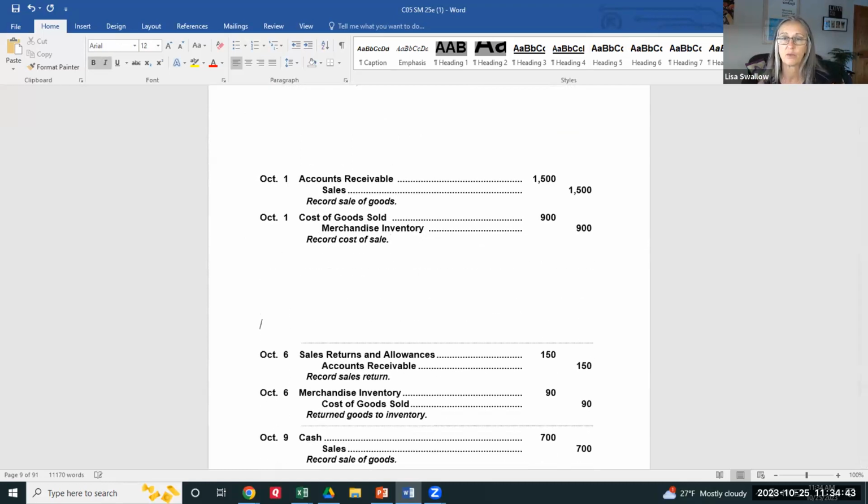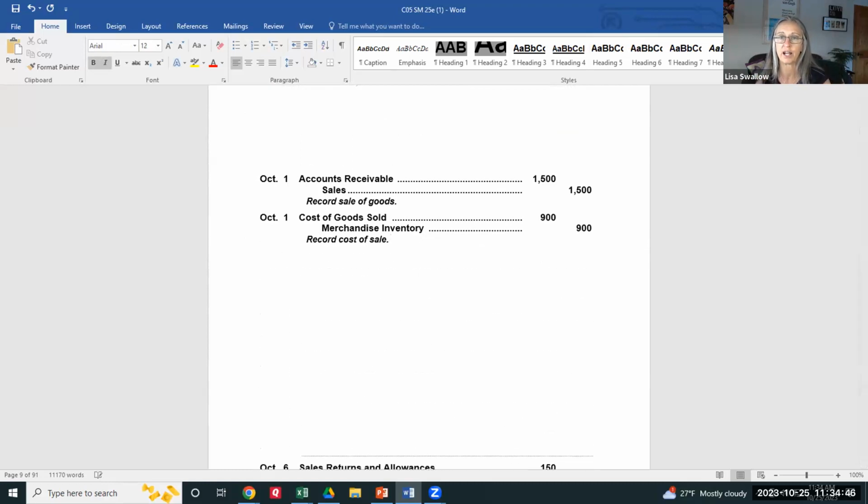We know, of course, that we've got to make 2 journal entries whenever we make a sale. Nothing fancy here. Debit AR, credit sales. And again, if you haven't done these, turn off the tape, make the journal entries, and then come back and check in. On the 6th, the customer in the October 1st sale returned $150 of merchandise for full credit. Okay, and the merchandise had a cost of $90.